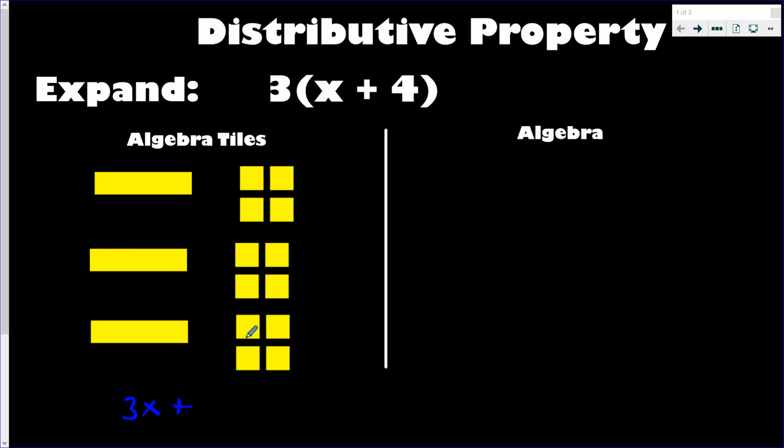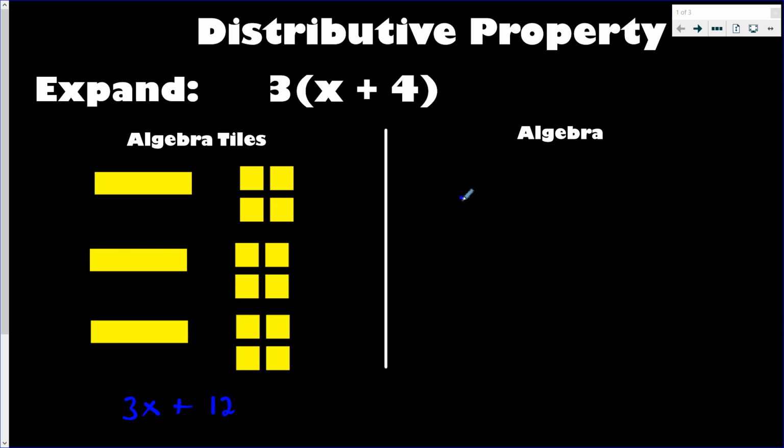And then if I count these, I have 1, 2, 3, 4, 5, 6, 7, 8, 9, 10, 11, 12 tiles. So it'll be simply 3x plus 12. So obviously now if you had something like a 10 here, you do not want to be drawing 10 sets of this, right? So we need an algebraic mechanism to be able to simplify this, or some people would argue it's not simplifying, but handle this so that it's easier, right?